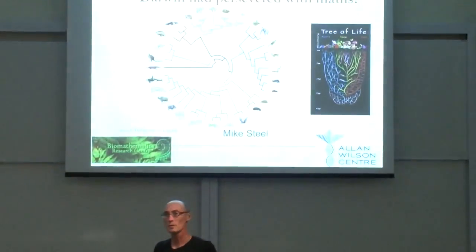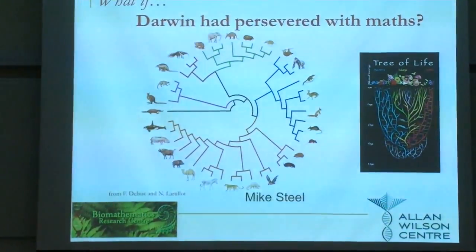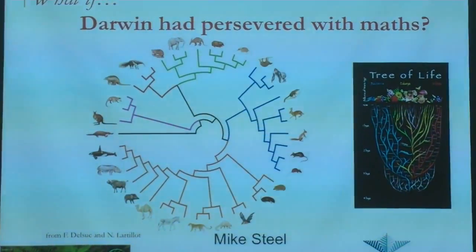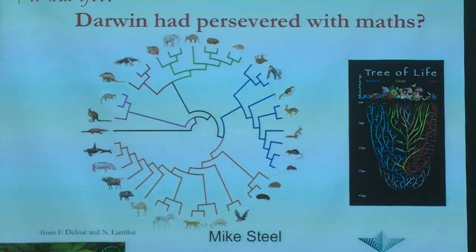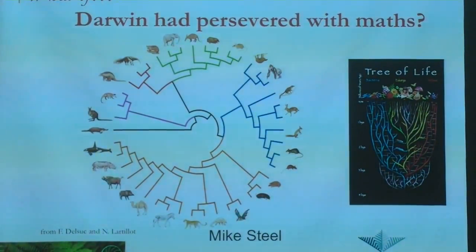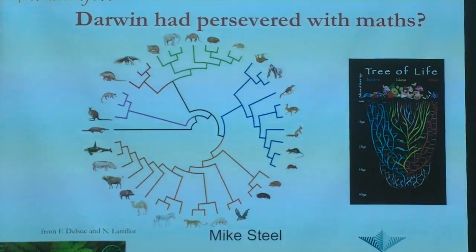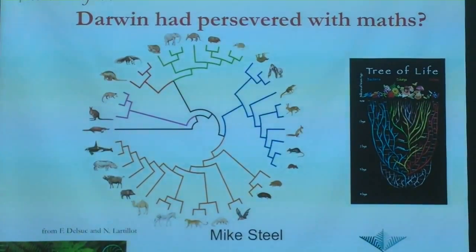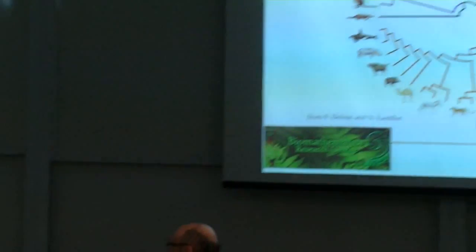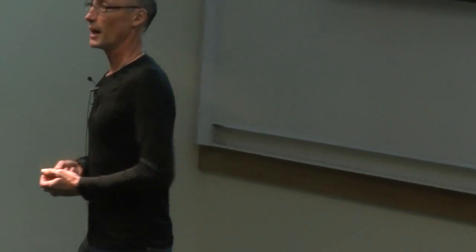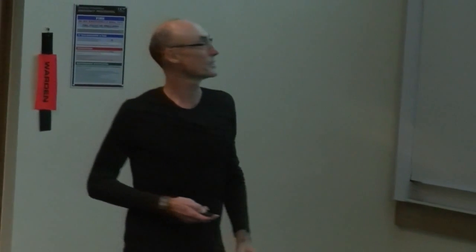Right, so what I propose to do tonight is tell you a little bit about the way in which mathematics is used in the study of evolution, and in particular the inference of evolutionary trees. These are trees that describe the relationships between species and how they trace back to a common ancestor. So for example, this is a tree of mammals.